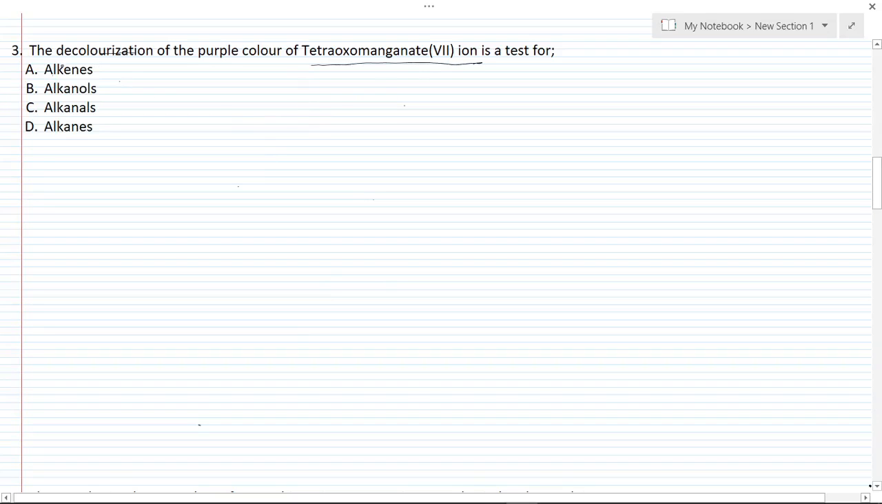So first things first, what is tetraoxomanganate VII? And also, what do we mean by the decolorization of the purple color? So first off, tetraoxomanganate VII ion, that's KMnO4, that'll be potassium permanganate. So since it's just the ion, we have MnO4 minus. So one thing you need to know about this is it's a strong oxidizing agent.